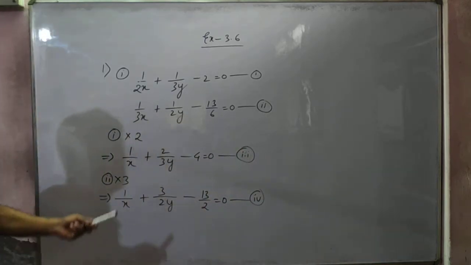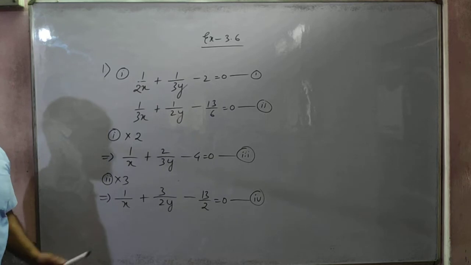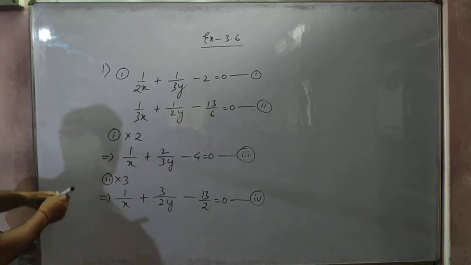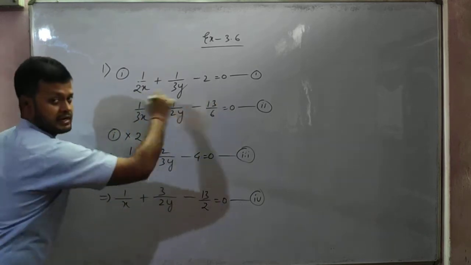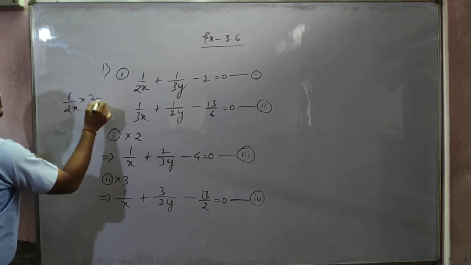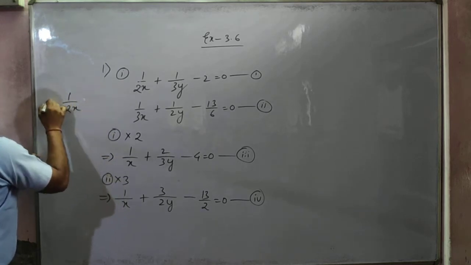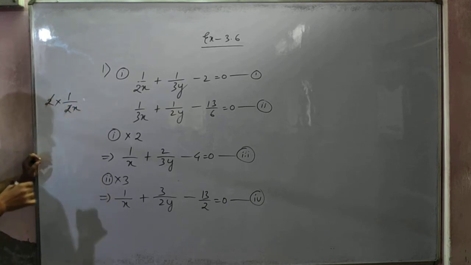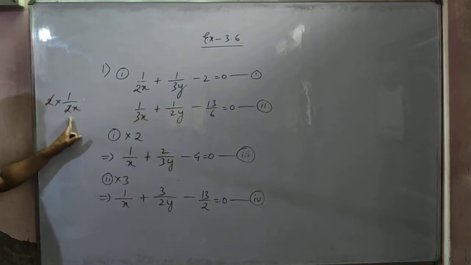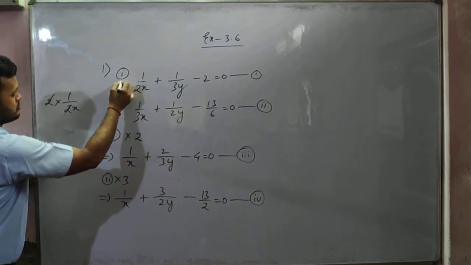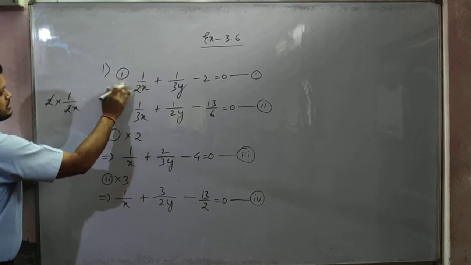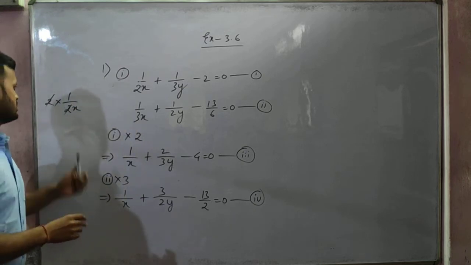So what I plan to do is that I multiply this full equation with 2. If I multiply this full equation with 2, students, all the terms will be multiplied with 2. So 1 by 2x is there, isn't it? If it is multiplied with 2, then this 2 and 2 will cancel, no? Understood? If this full equation is multiplied by 2, then this 2 and 2 will cancel. So therefore I multiplied by 2.